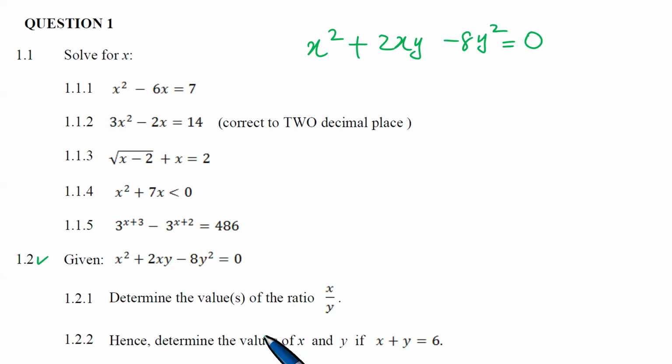What do we do now to solve for x here? Okay, we don't need to solve for x, but we need to determine the values of the ratio. We must find x over y. What do we do now to find x over y here? We need to find x over y from this, but what do we do? What is the next step?